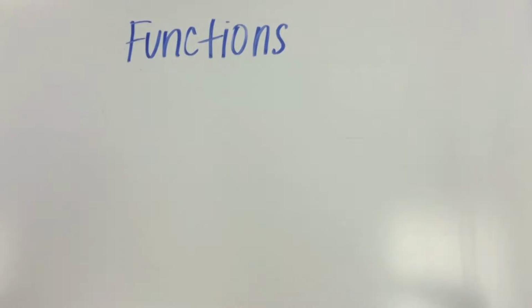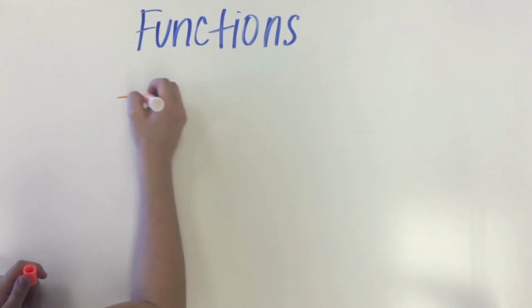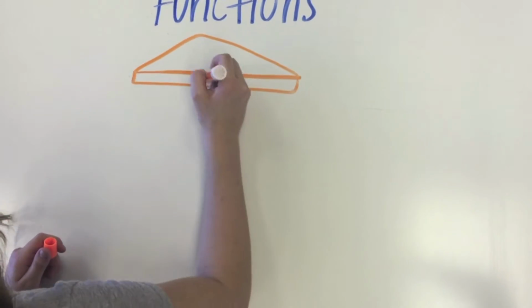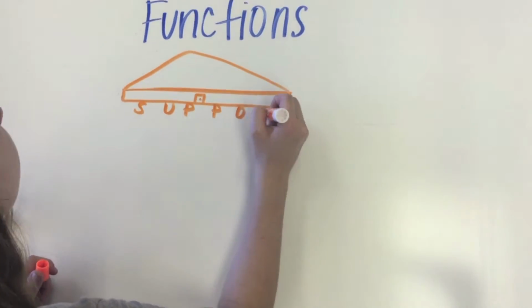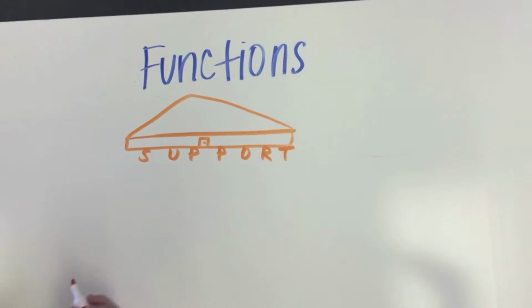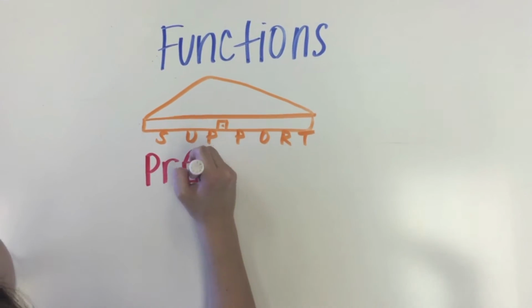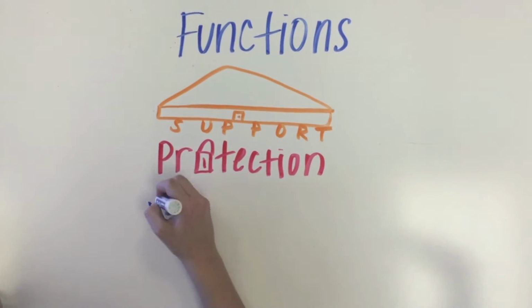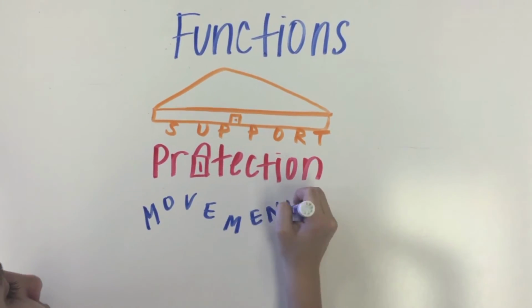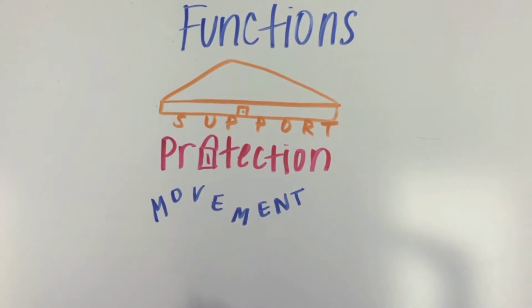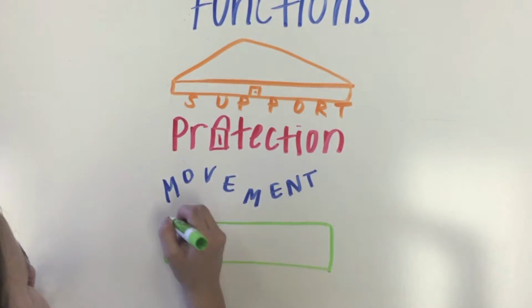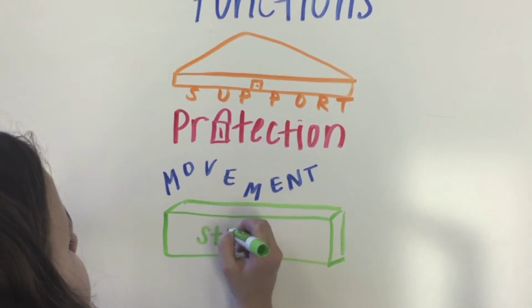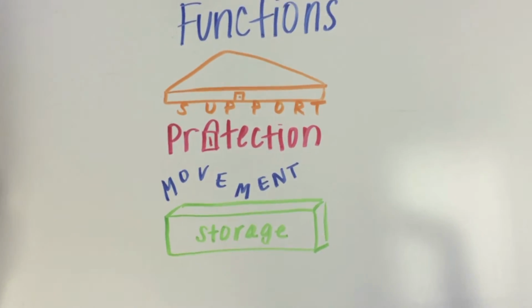Functions. Support. Bones bear weight to support the various tissues of the body. Protection. Bone is hard enough to protect the organs it surrounds. Movement. Bone acts as an anchor for muscles which attach their perforating fibers in the periosteum and move the muscles during contraction. Storage. Minerals in the blood are stored within bone.